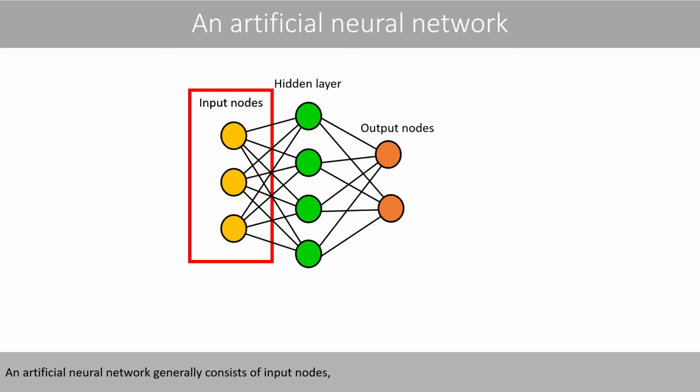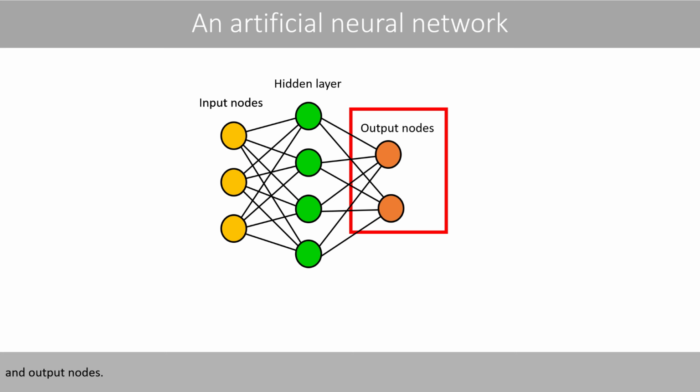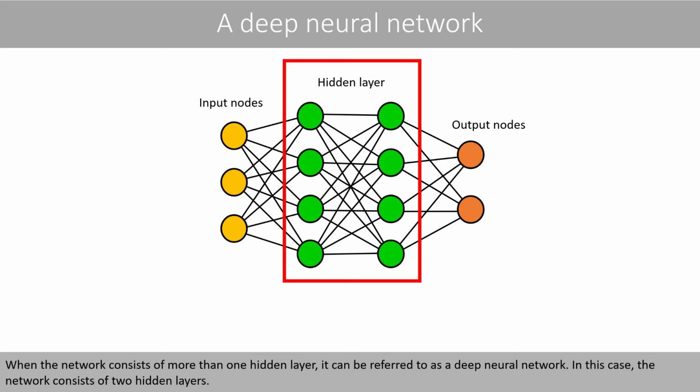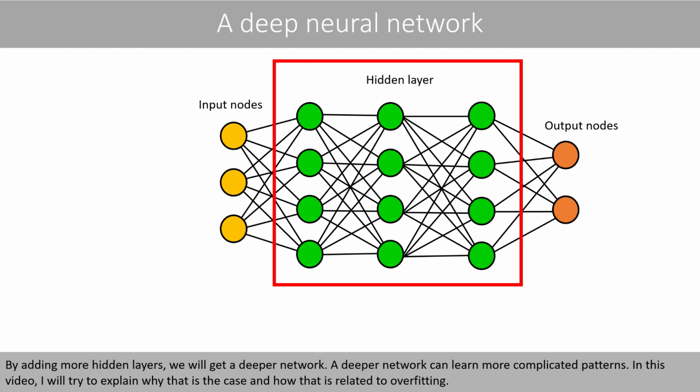An artificial neural network generally consists of input nodes, a hidden layer, and output nodes. When the network consists of more than one hidden layer, it can be referred to as a deep neural network. In this case, the network consists of two hidden layers. By adding more hidden layers, we will get a deeper network. A deeper network can learn more complicated patterns. In this video, I will try to explain why that is the case and how that is related to overfitting.